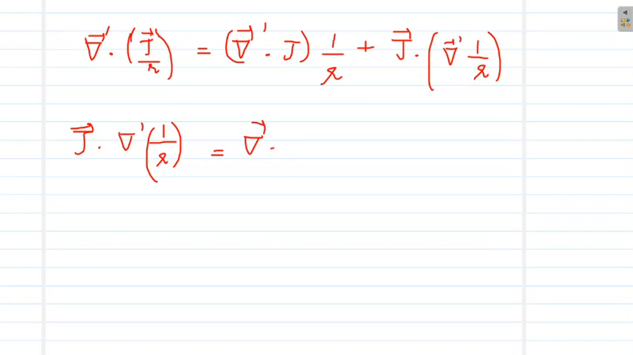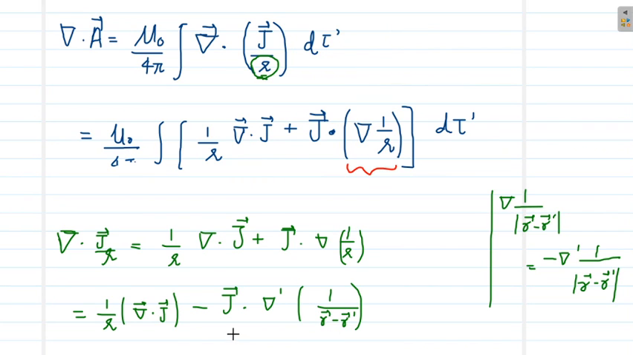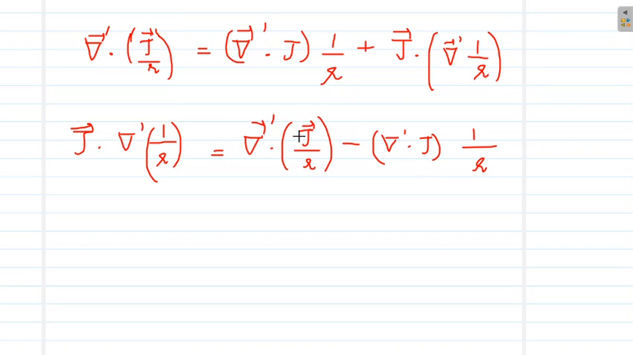J bar dot del dash of 1 by r will be del dash dot of j by r minus del dash dot of j into 1 by r. So instead of j bar dot del dash of 1 by r in the last equation, here this term, I will be substituting the new term here.